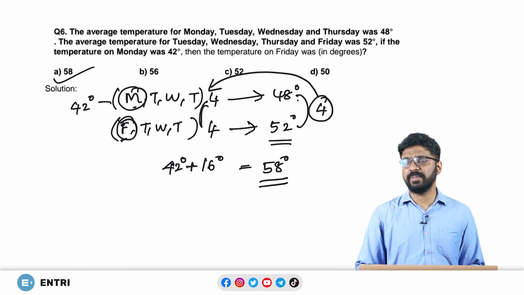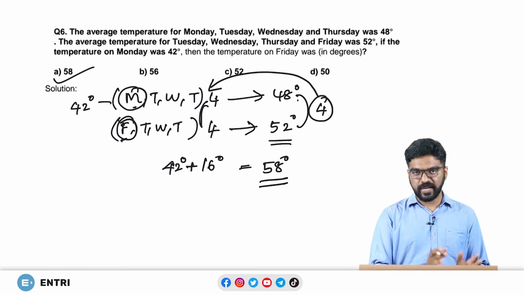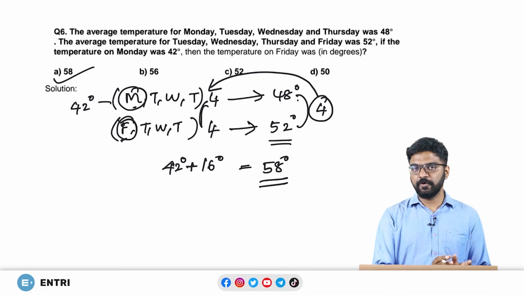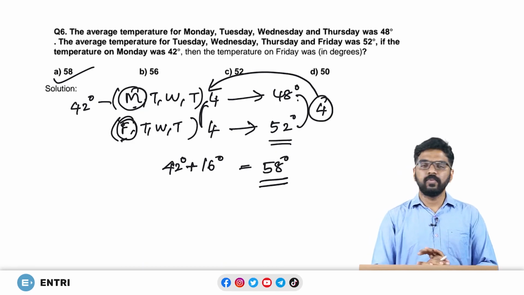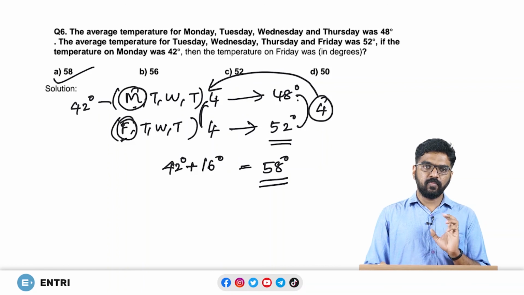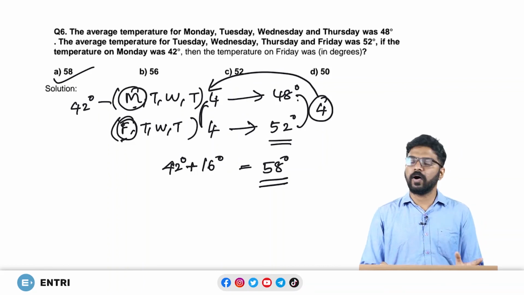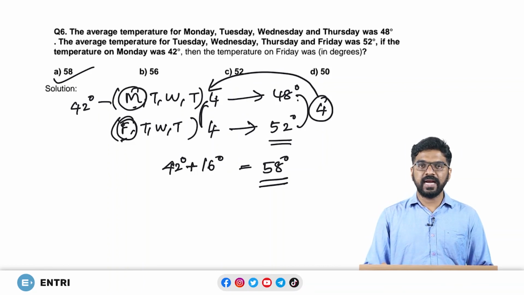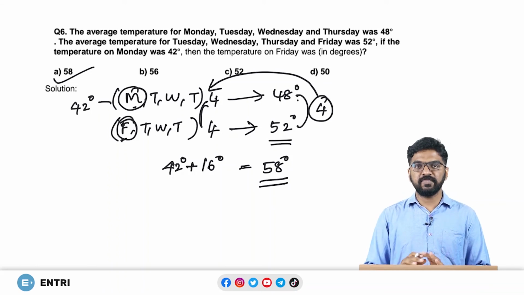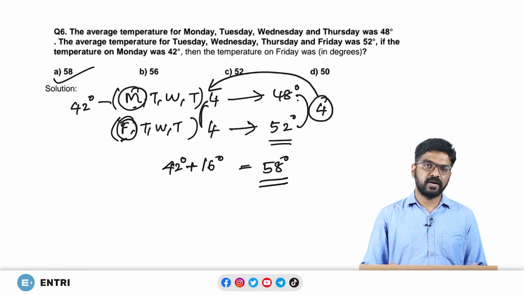So we have seen multiple questions where people are joining the group, items are leaving the group, items are getting replaced. Whatever it may be, we have only one method entirely to solve all these kinds of questions, and it is the most efficient method to solve averages, which actually derives from the equal distribution method of average.